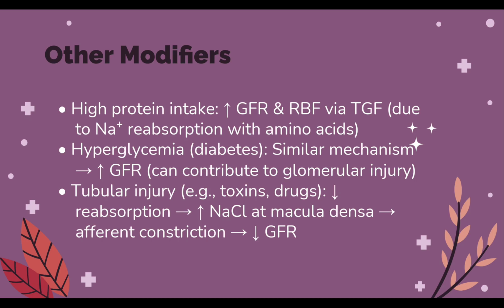So what are the other modifiers? They are high protein intake. High protein intake leads to increased glomerular filtration rate and renal blood flow via TGF, because this can happen due to sodium reabsorption with amino acids. Then hyperglycemia. In diabetes, there is hyperglycemia, increased blood sugar levels. With similar mechanisms, it can increase the glomerular filtration rate and this can contribute to glomerular injury.